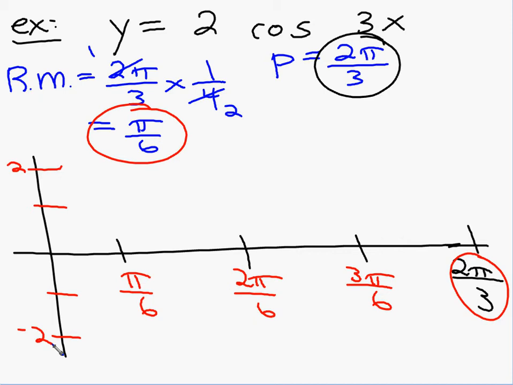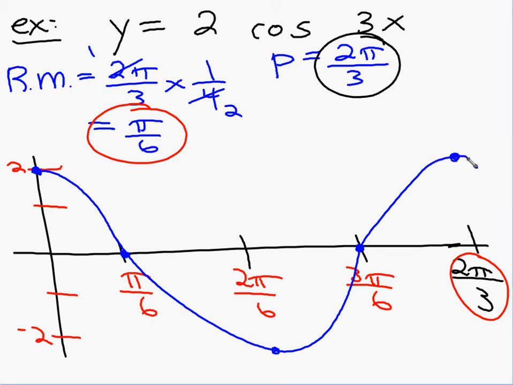Once you have your amplitude and your road markers in place, we just put in my dots. And yesterday, remember the corner values for cosine, instead of starting at 0, it starts at 1, right? Well, if the amplitude is 2, then instead of starting at 1, we start at 2. And then everything else just follows through the same. 2, 0, -2, 0, +2. And then we just connect the dots.